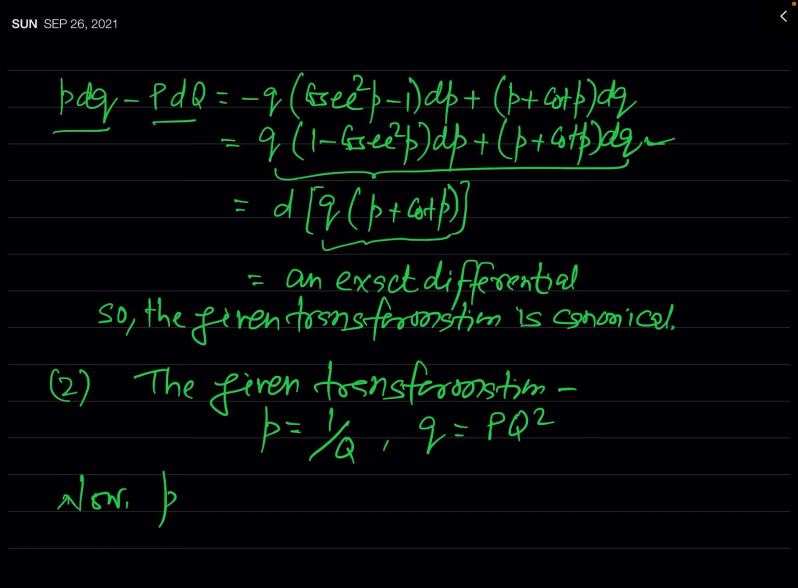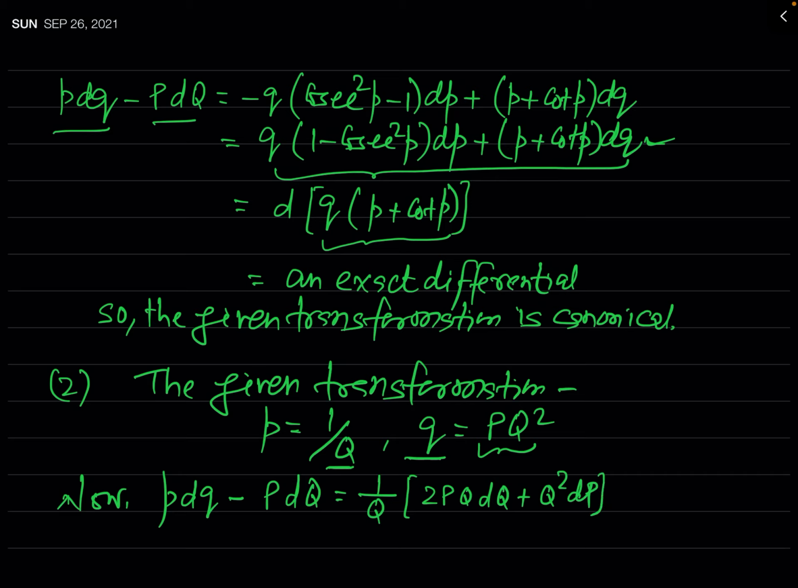Now what will be the value of p dq minus P dQ? You can see p is equal to 1 over Q, so instead of p we write 1 over Q, and dq means the differential of this q, which is actually the product of p and Q square. So let us find the differential of pQ square, following the rule of differentiation of a product of two functions. This will be equal to 2PQ dQ plus Q square dP, and the remaining term is minus p dQ.